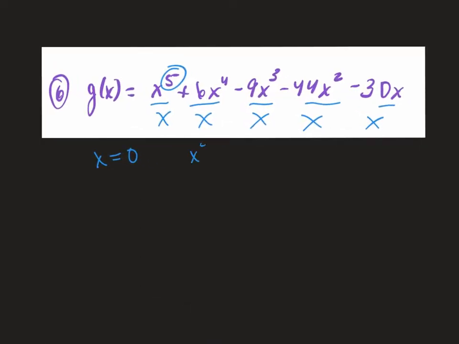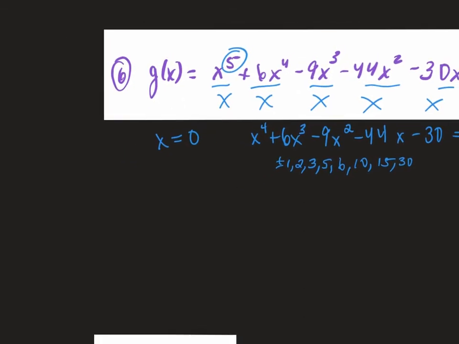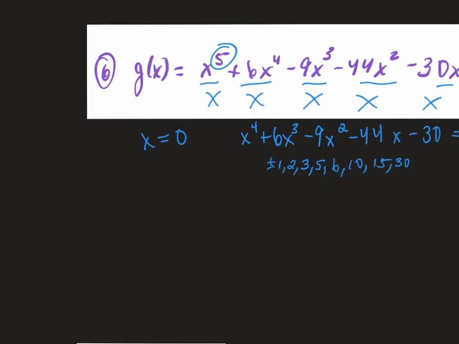So now I'm going to say x to the 4th plus 6x to the 3rd minus 9x squared minus 44x minus 30 equals 0. And now we're going to do our P over Q. I need to list all the factors of 30, plus and minus. So 1, 2, 3, 5, 6, 10, 15, and 30. That's a lot. Now, I do not suggest you jumping all over and just skipping to try 1 and then try 6, then try whatever. But again, you guys do what you want to do.